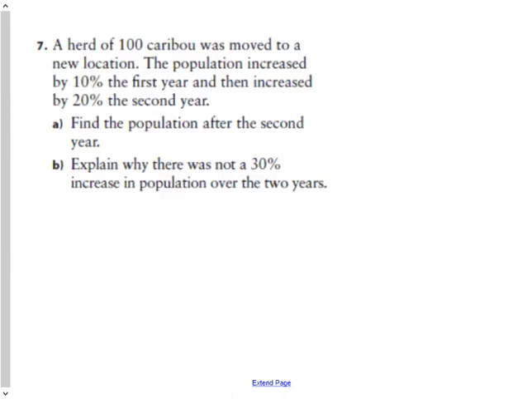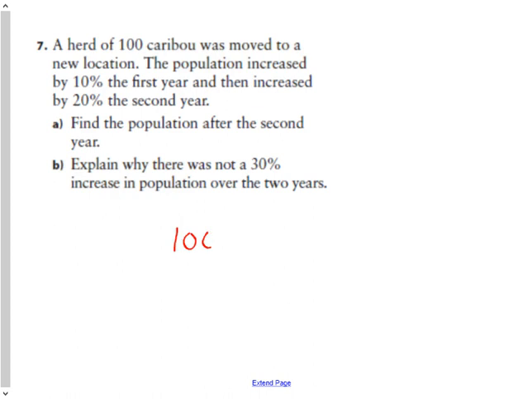All right. Next question. A herd of 100 caribou was moved to a new location. The population increased by 10% the first year, then increased 20% the second year. Find the population after the second year. If it increased by 10% and 20%, intuition says it should be 30% larger, right? But the truth is, because it increased by 10% the first year, it's a larger number, and therefore when it increases 20% the second year, it's going to be a little bit more than 30%.